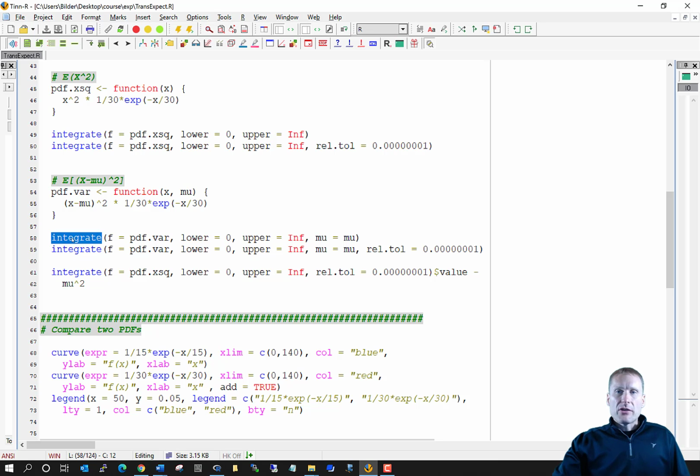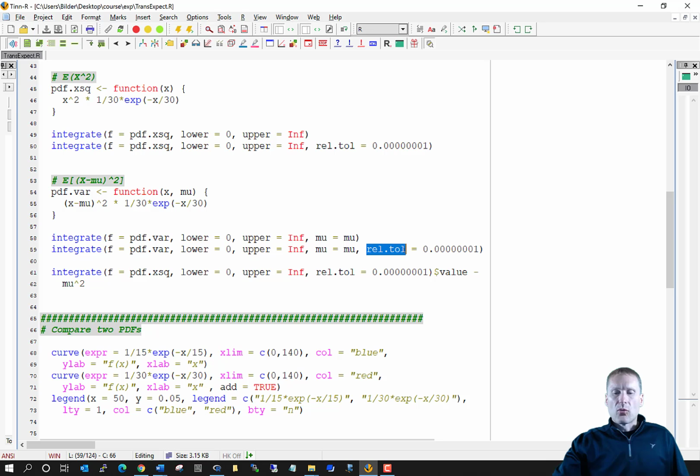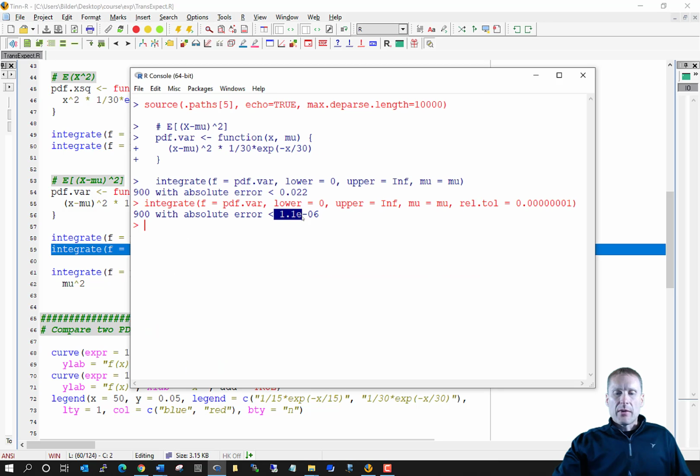So to do this integration, I use the integrate function. My f argument is what R function I'm trying to integrate, my lower bound, my upper bound, and what my value of mu is. Let's go ahead and run that. And I get 900. Now notice what this error is here, 0.022. This is a little bit larger than I would normally be comfortable with. So if we want to, we can change the argument rel.tol to be more precise to make sure that we got the right answer. And when I do that, we can see my error is very small, and I ended up with exactly the same answer.